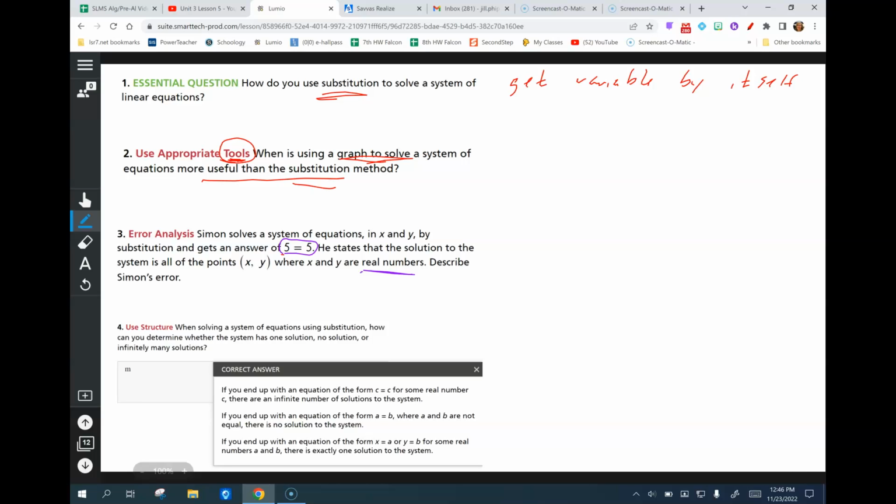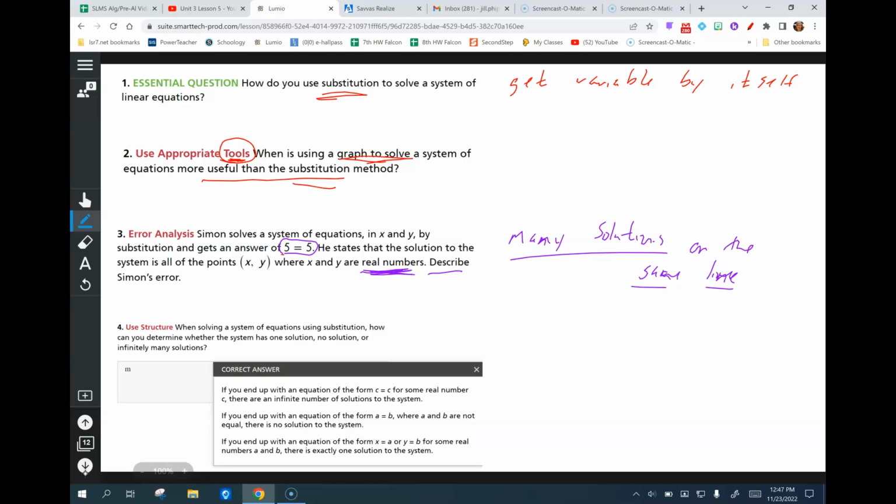The error is it's many solutions and it's only real numbers on the line. So he's saying that it's all real numbers and it's not. It's only many solutions, and it's only many solutions that are on the line. Now we can just write many solutions, but it's because they're on the same line. So it's not all real numbers. They have to be on that same line. Okay? Good. And number 4, I actually put up the correct answer because I wanted you to see.